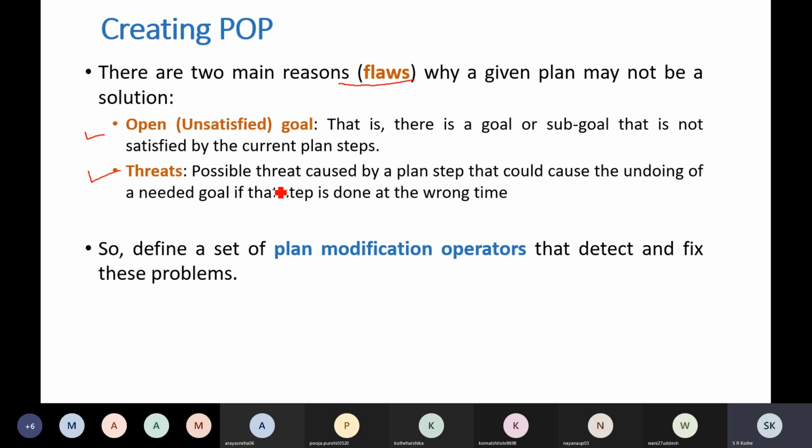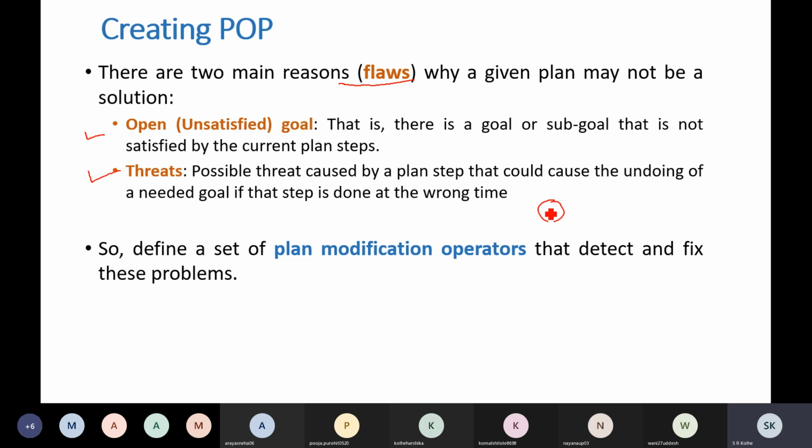Second one, threat. This threat has to be removed. What is a threat? It is caused by a plan step that could cause undoing of a needed goal if that step is done at a wrong time. Again, I am repeating: threat is caused by a plan step that will cause undoing of a needed goal if that step is done at the wrong time.